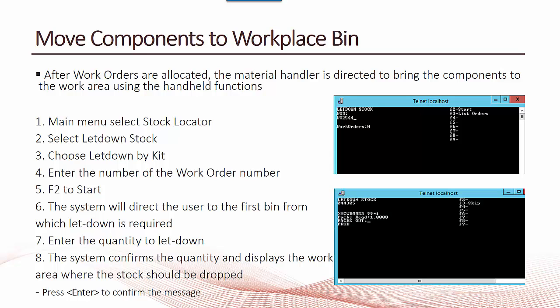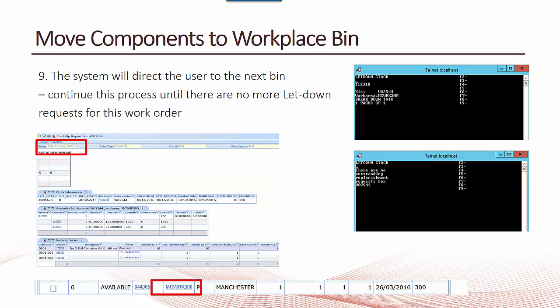The next step is the physical process of moving the stock to a workplace bin. The handheld, using a number of different steps within the letdown by kit function, will direct the user to the storage bin and instruct the quantity to move. I've listed on the slide all of these different steps. This process will continue until all the component products have been moved and the user will be notified of this, as shown on the slide. Once complete, the stock will be available in the workplace bin as shown.